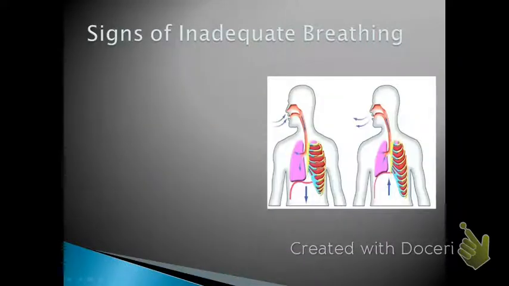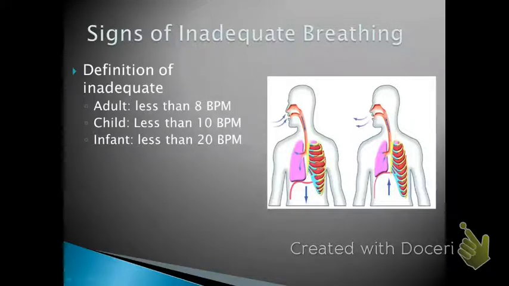So I've told you what the signs of adequate breathing would be. So what are the signs of inadequate breathing? And so when we kind of look at the definition of inadequate, what we would say is anything that falls outside of the normative values that were given to you, right? And so for adults, that would be anything where the breathing is less than 8 breaths per minute. For a child, it would be anything where it's less than 10 breaths per minute. And then for an infant, anything less than 20 breaths per minute.